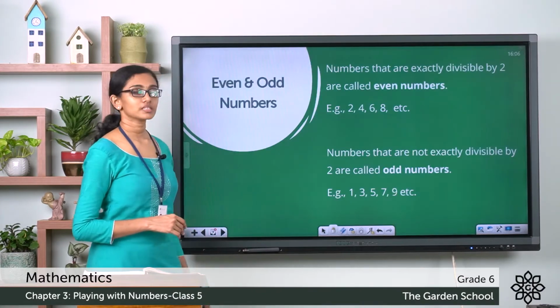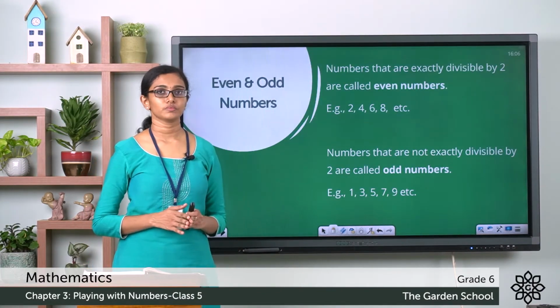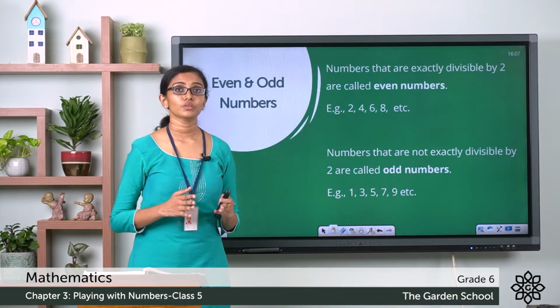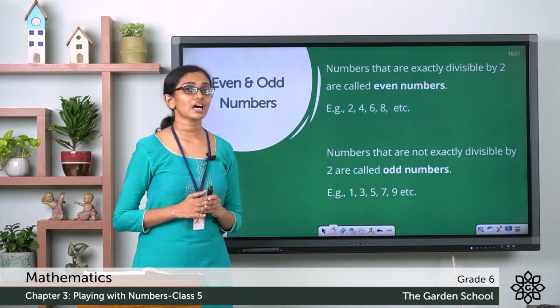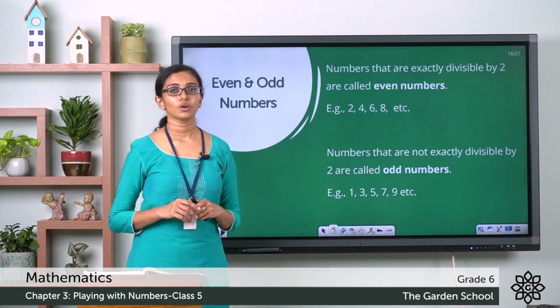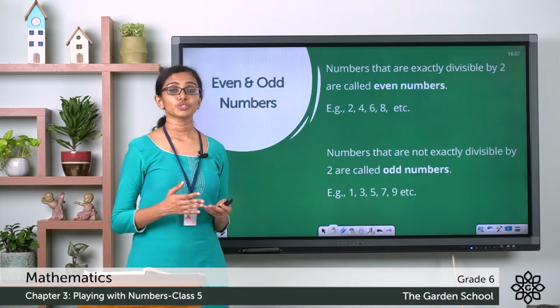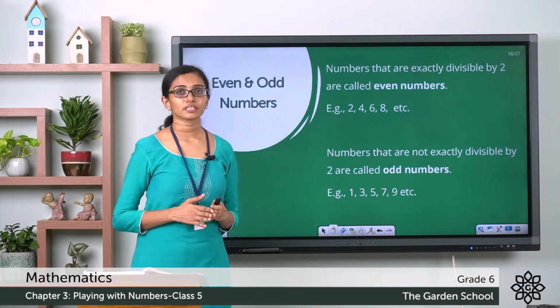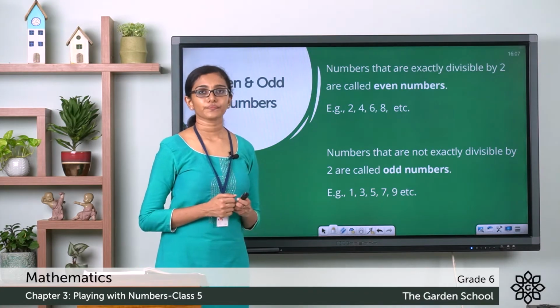What are even numbers? The numbers you can exactly divide by 2. That is, when you divide by 2, you don't get a remainder, or the remainder is 0. Such numbers are even numbers. Or else you can say that even numbers are those with which you can form pairs. You can divide them into groups of 2 each.